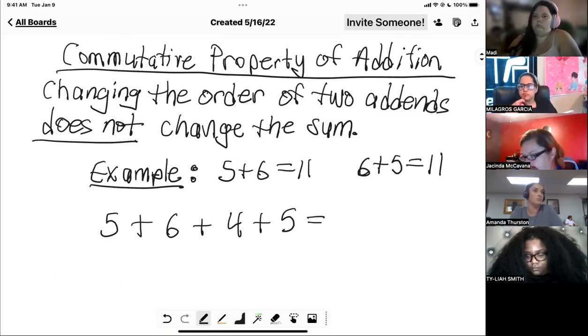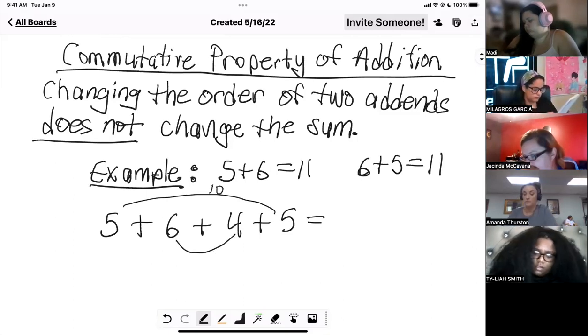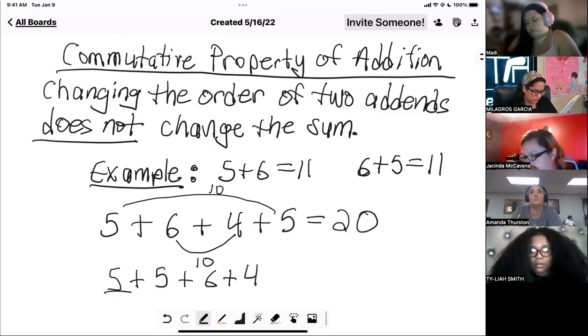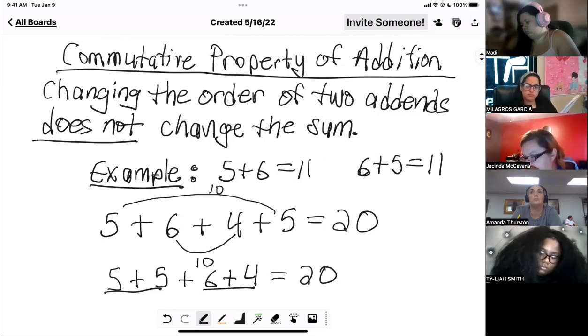Well, I could do it in order. It's not a real hard one. It's not long. It's not a big number. But my eyes go to here. 5 plus 5 is 10, right? And 6 plus 4 is 10. So I know the answer is 20. And how did that happen? Because I can redo the order. I know that's 10. I know that's 10. So the answer had to be 20. So sometimes just changing the order makes it a little bit easier to add the problems.